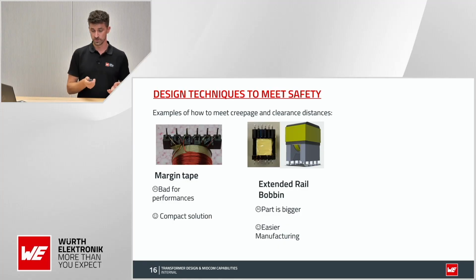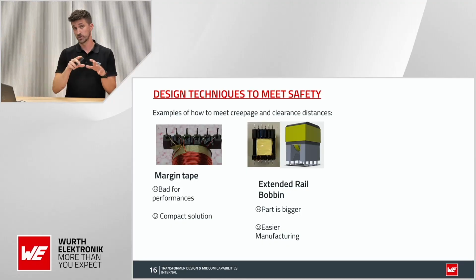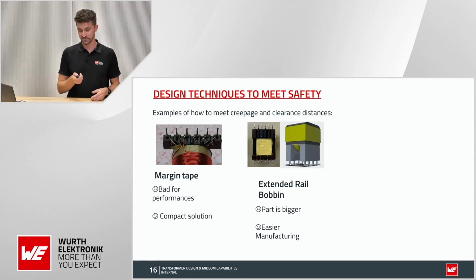The second solution we can see is using extended rail bobbins, where I put here an example of a horizontal one and a vertical one. In this case, the manufacturing of the part is easier because we don't have to add any extra component in the part, but unfortunately the part is bigger. There is always a trade-off.